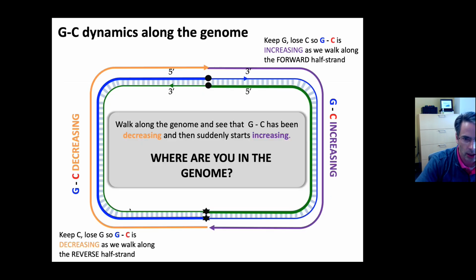So if we look at what that looks like in terms of the GC dynamics, as we go this direction around, we're losing C's and we're not changing G's. So if we took G minus C, we would see that this number is increasing, okay? Until you get around to this point where we're halfway around and we have the other kind of dynamic going, where the green strand would actually be losing C and G minus C is going to be decreasing over here.